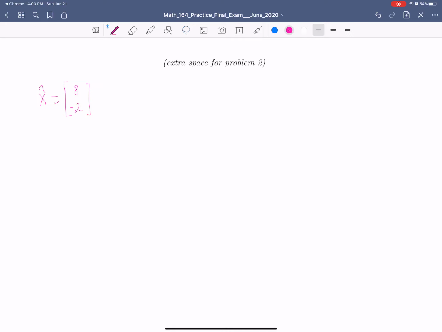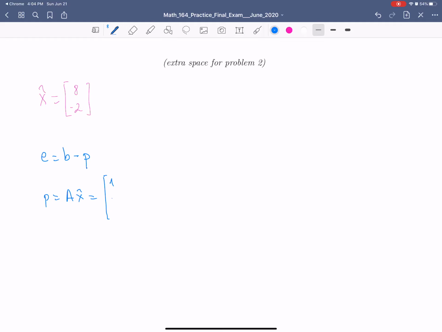So what is e? e equals the vector b minus the projection p. Using the projection of b onto the column space of A rather than b. So I need to find what p is. P is A times x hat. So I just need to multiply A times x hat.